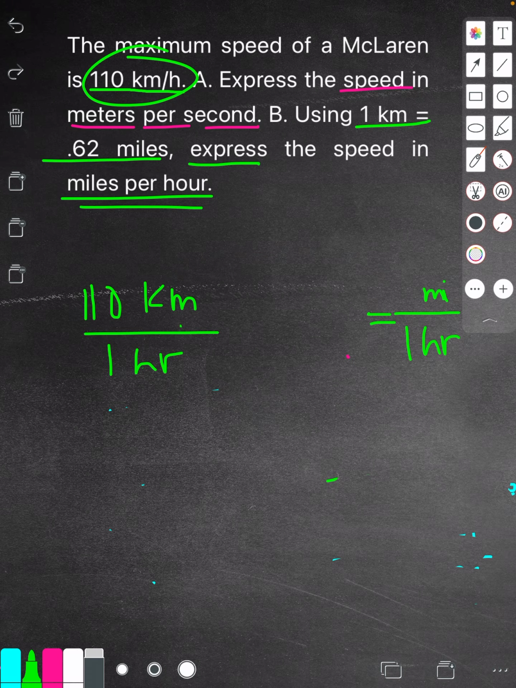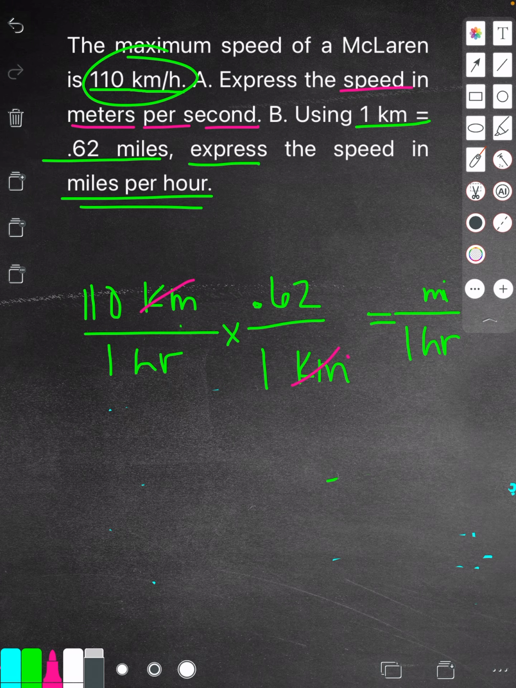How do I know that miles is on the top? I know miles is on the top because 1, they're asking us for miles over hours. 2, there's already a kilometer on the top and I want to be able to cancel it. So I need a kilometer on the bottom. And 1 kilometer is how many miles? 0.62. All right, so now we can go ahead and we can cancel kilometers to kilometers because there's 1 on both.